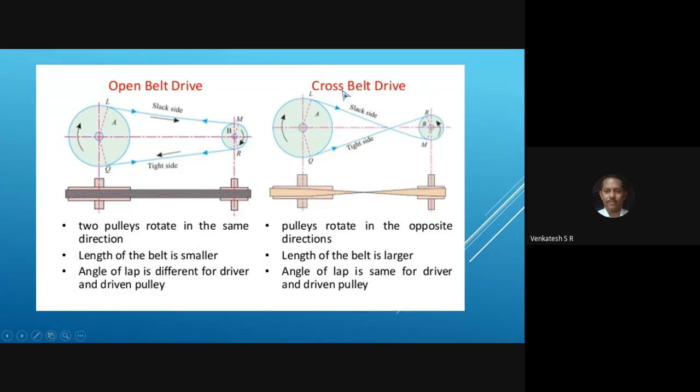Among the two derivations, one is 100% guaranteed in the examination: calculate the length of the belt in case of open belt drive or in case of cross belt drive. You will understand that in later classes. Now you just write down number 2: in the open belt drive, length of the belt is smaller. In the cross belt drive, number 2, write down: length of the belt is larger.